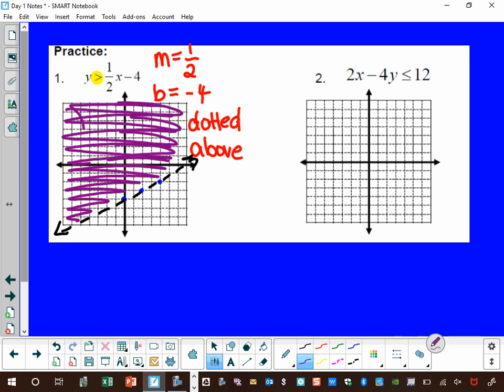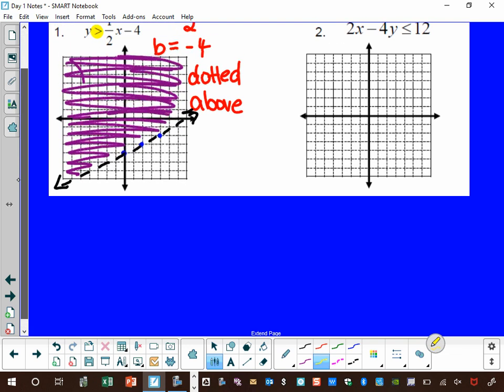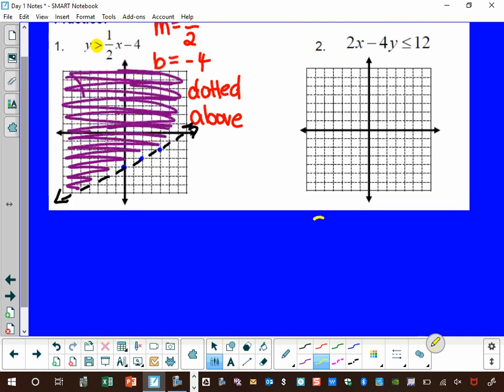Number 2, is that in y equals? No, but I want to get it in y equals, okay? So, you guys have space off to the side, you have plenty of space. And in that space off to the side, let's go ahead and solve for y. I'm going to do it under my graph here because I don't have space to do this. And we're going to solve it just like we did last unit.